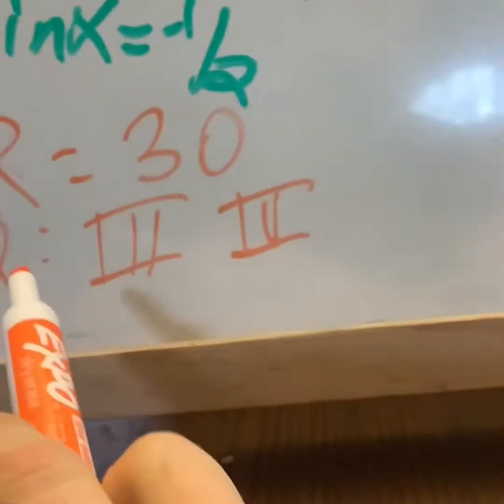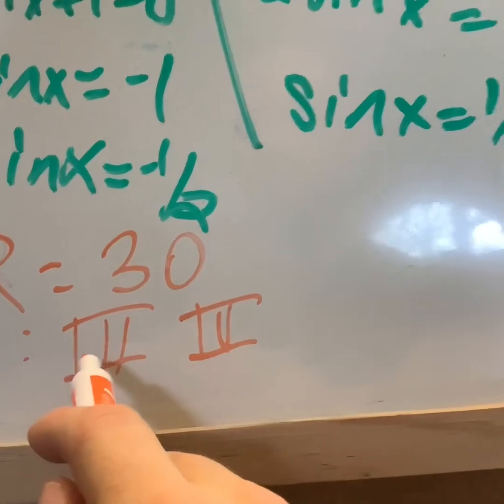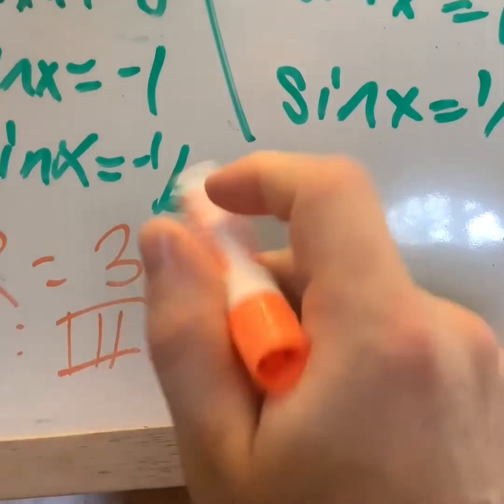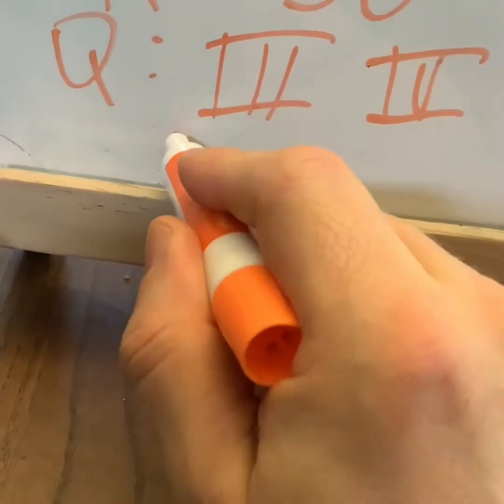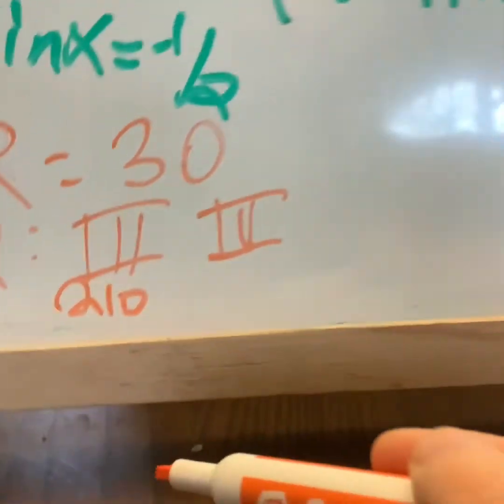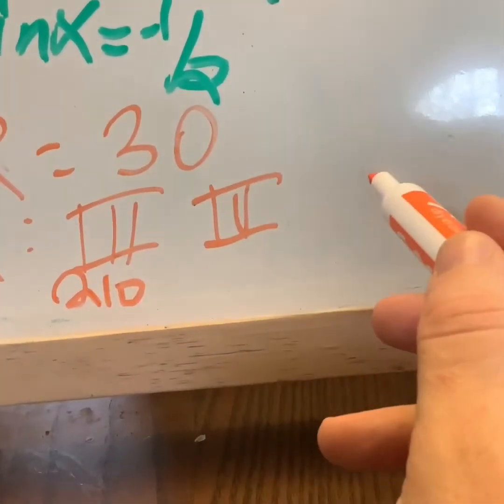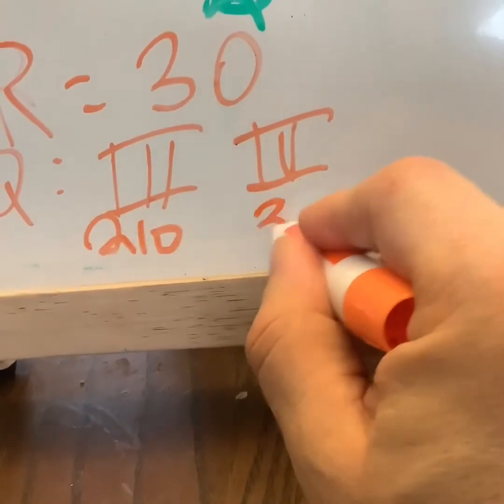Well, quadrants 3 and 4, a reference angle in quadrant 3, we do 180 plus 30, and we get 210. Let's see if I can squeeze it down here. 210. And in the fourth quadrant, we do 360 minus 30, which is 330.